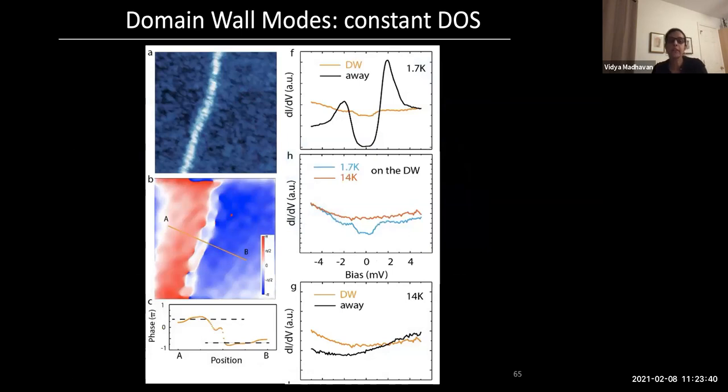So you can do temperature dependence to make sure that this is not some artifact of the domain wall. So here's at 1.7 Kelvin, and here are the two spectra on the domain wall at 1.7 and at 14 Kelvin, where superconductivity is gone, and this feature is gone. But more importantly, the normal state density of states is very similar if you look at the domain wall and far from the domain wall. So this is really a feature of superconductivity in the system.